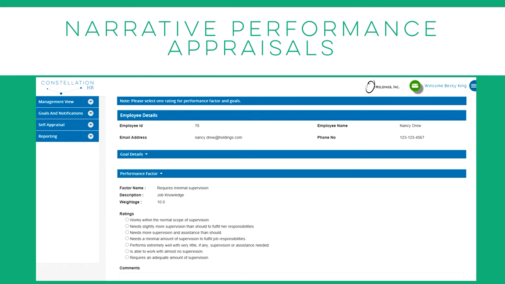Constellation HR takes a narrative approach to the appraisal process. When filling out the appraisal section, select the best fit description for the employee's performance. Some of the options may be similar, but choose the statement that best fits the employee's performance, and then in the comments section below, you will need to provide supporting information or descriptions of why you chose that statement.